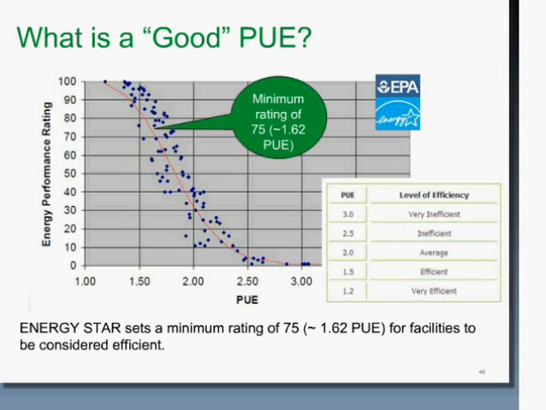So from an Energy Star perspective, a 1.62 is where they've established a benchmark. So there's a little bit of delta between where the average data center is versus where we see the typical good rating by Energy Star or the EPA.